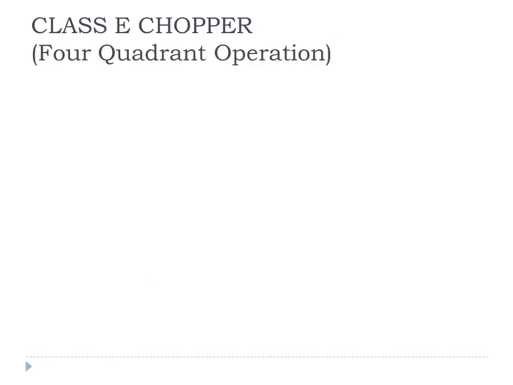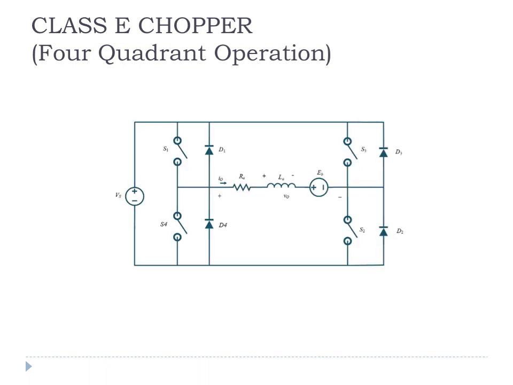So next is class E chopper operation. Now this is a circuit which combines all the four quadrant operations. So the circuit is complex. It has basically four choppers, switches shown here as S1, S2, S3, S4, and four diodes.